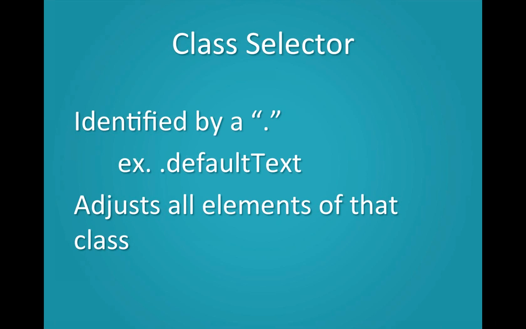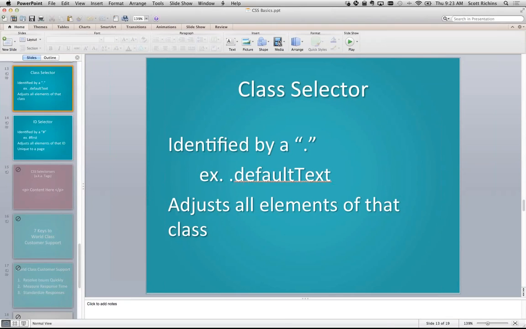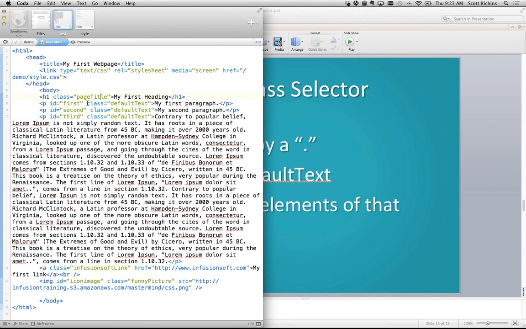What happens here is this will adjust all of the elements of that particular class. So here's what we've got. Right within here, I'm calling out a class. I'm saying class default text. I'm defining each one of these P tags as also having a class of default text. Notice right here, my class says page title. Down here below, I have a class that says Infusionsoft link. What this allows me to do is format each of these independently through my CSS file. And I'll show you my CSS file here in just a moment.